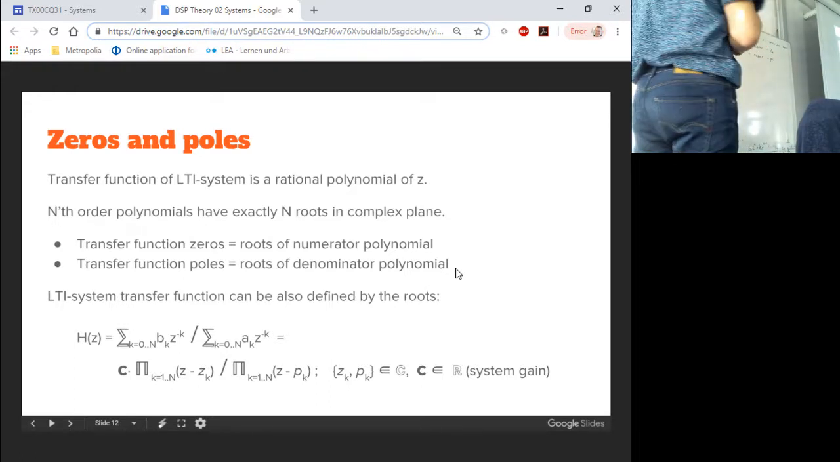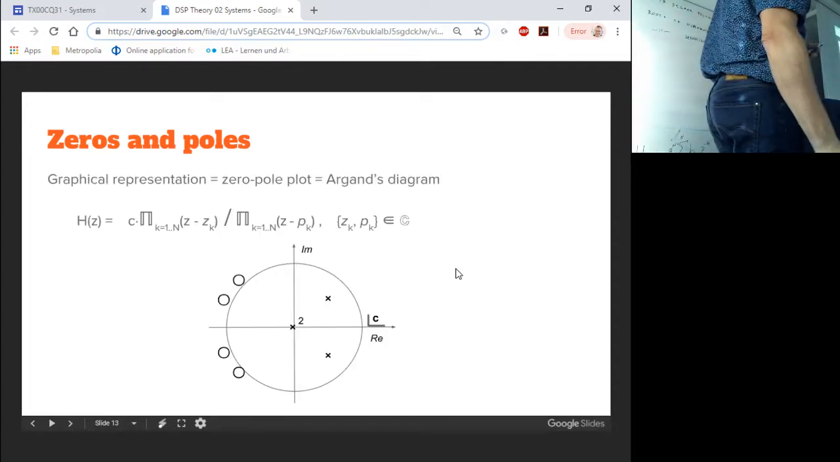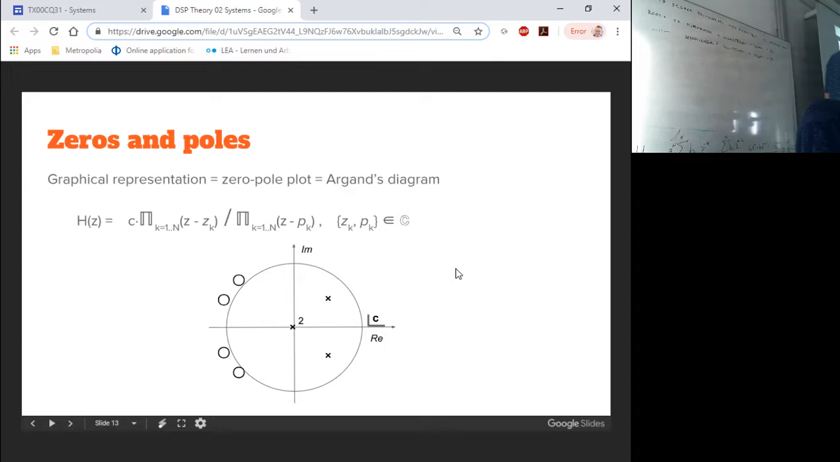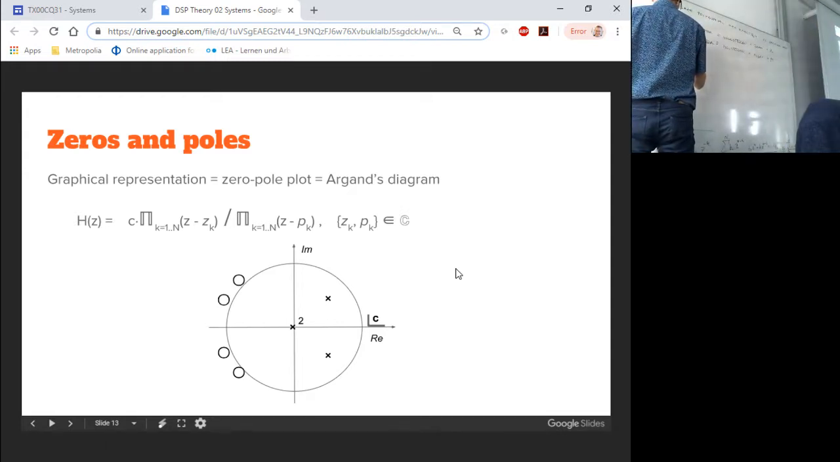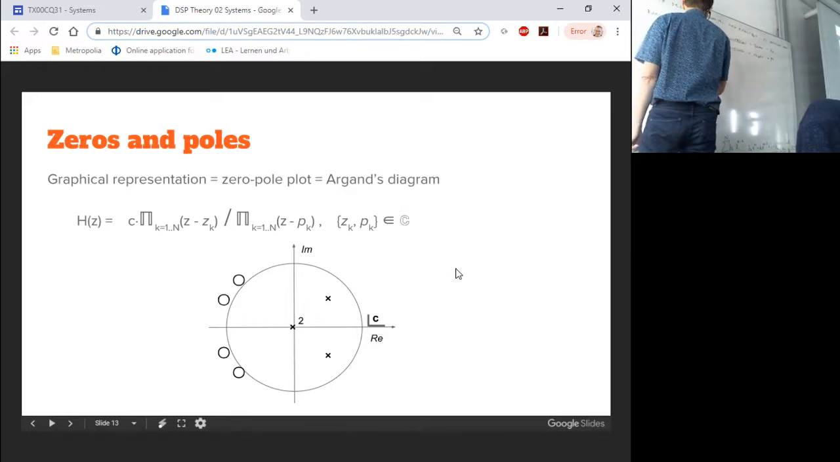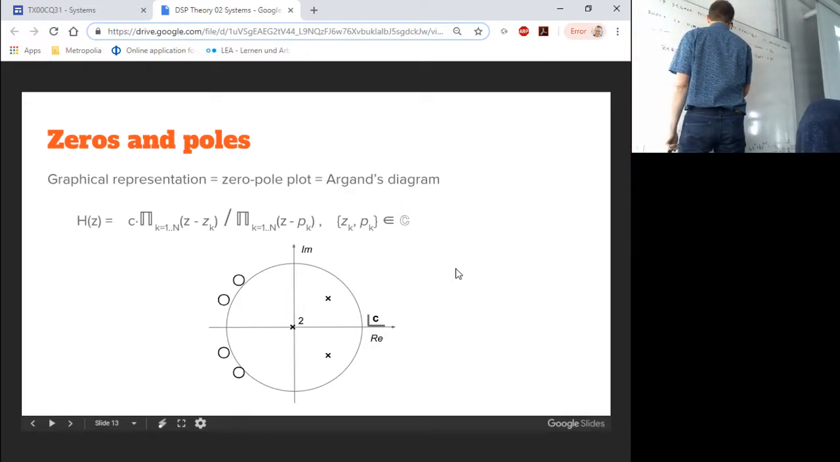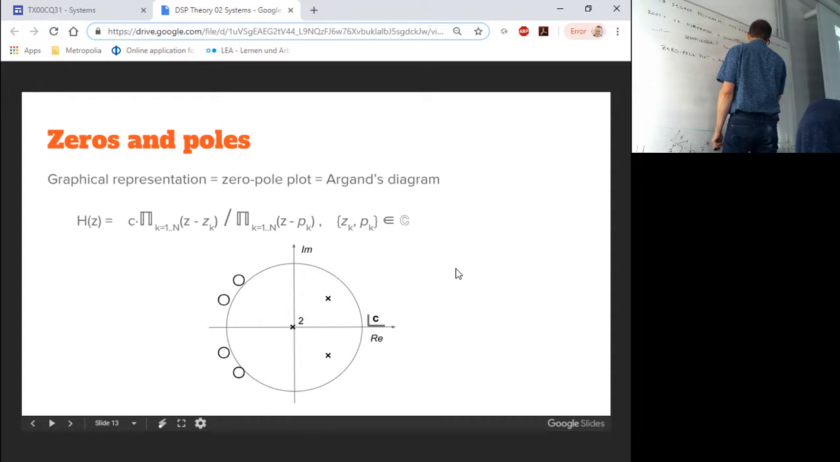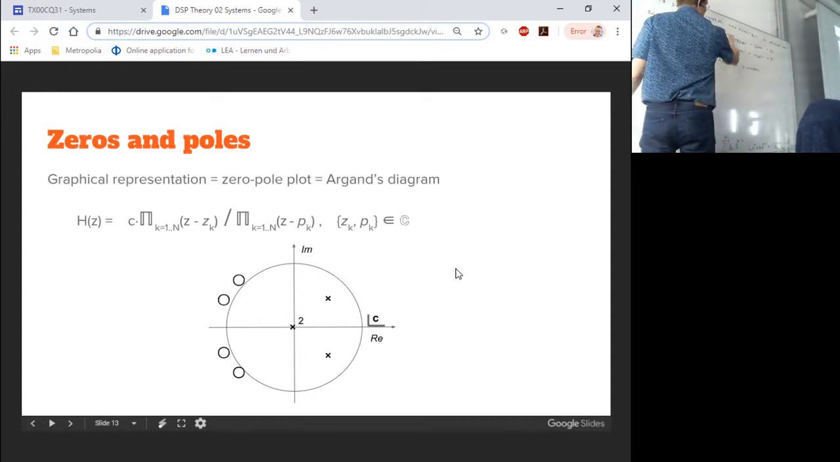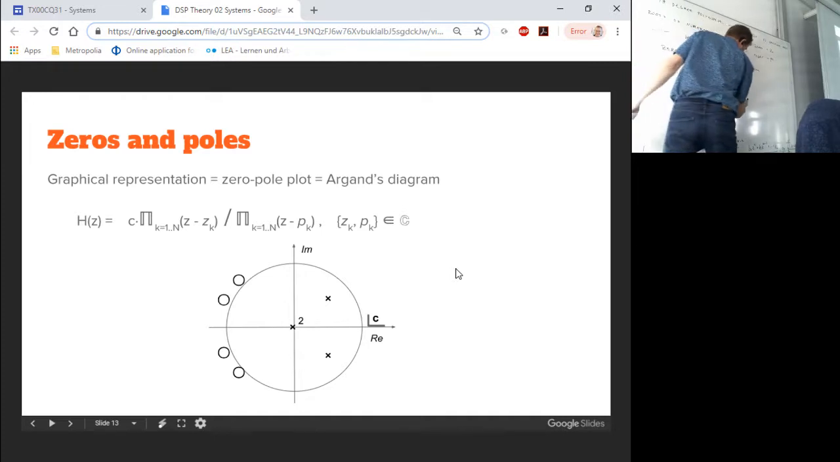What to do with the roots? That's one way of doing it. Graphical presentation of a system: the zero-pole plot, or Argand diagram. These are complex numbers, meaning that I have the real axis and the imaginary axis.